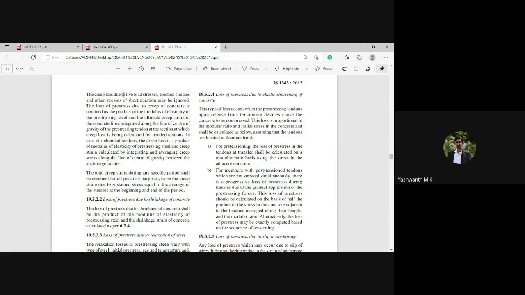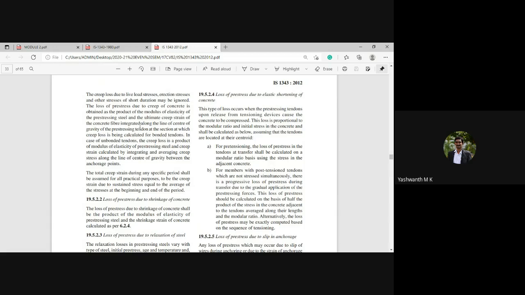Next, the creep loss due to live load stresses, erection stresses and other stresses of short duration may be ignored. The loss of pre-stress due to creep of concrete is obtained, so please note down, as the product of modulus of elasticity of pre-stressing steel, that is Es, and the ultimate creep strain of concrete, that is epsilon Cc, which has been discussed, of the concrete fiber integrated along the line of the center of gravity of the pre-stressing tendon at the section at which creep loss is being calculated.